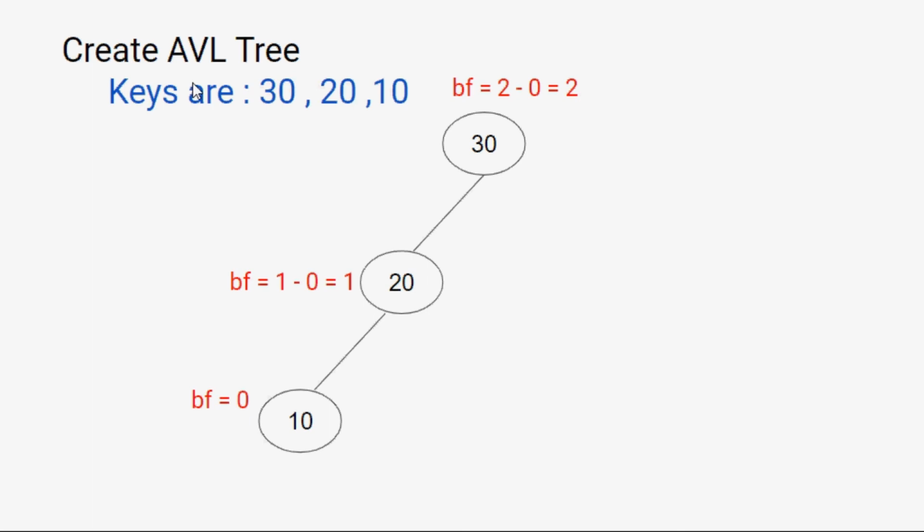But we have created a tree which is not an AVL tree. Now we need to work on it. Okay, how are we going to work on it? We are going to perform some kind of rotations.